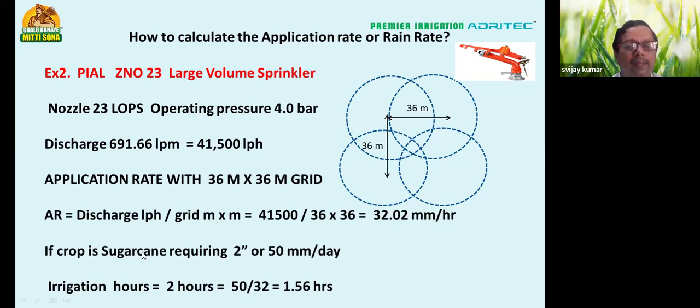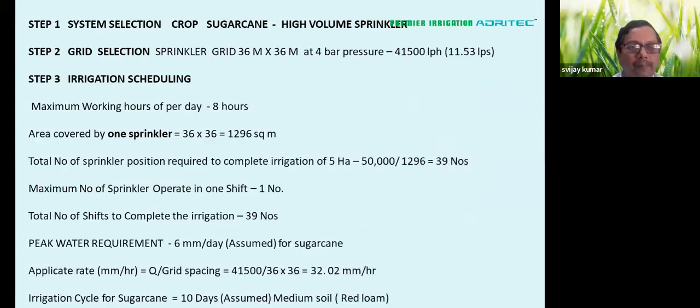Assuming this is a sugarcane crop requiring around 2 to 2.5 inches, or 50 millimeters per day, I need to irrigate only 50 divided by 32, say 1.56 hours. Say 1.5 hours is more than enough. With 1.5 hours, you can complete the whole area and give the application rate of 50 millimeters per day.